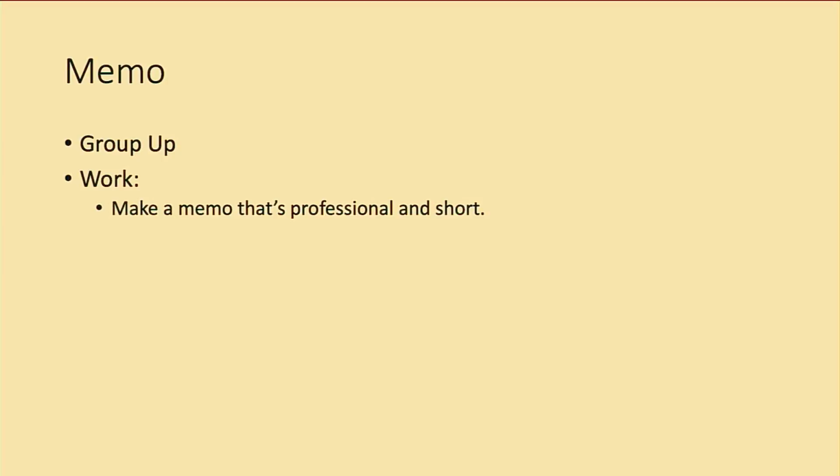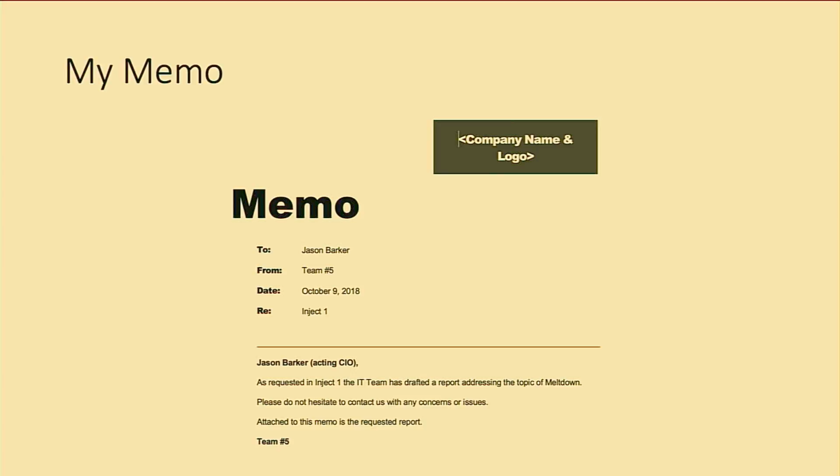Shouldn't be too long for a little memo. So this is what I did when I drafted it up for the competition, I believe. I addressed him as Jason Barker, acting CIO, kept his title in there, and made it look nice. I wrote: as requested, in Inject 1, the IT team has drafted a report addressing the topic of Meltdown. Please don't hesitate to contact us with any concerns or issues. And then at the bottom it says, attach this memo as a requested report.